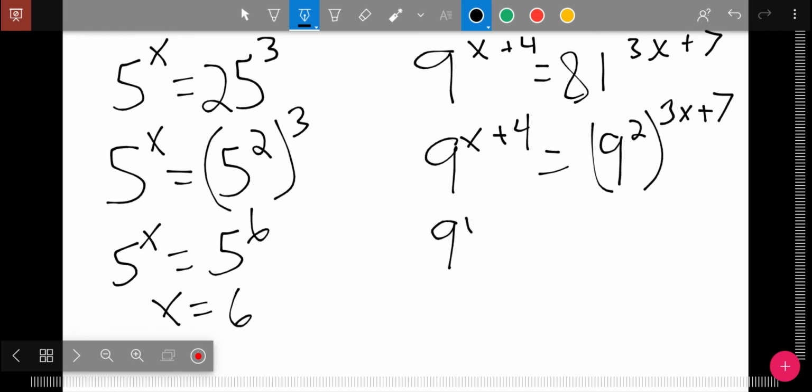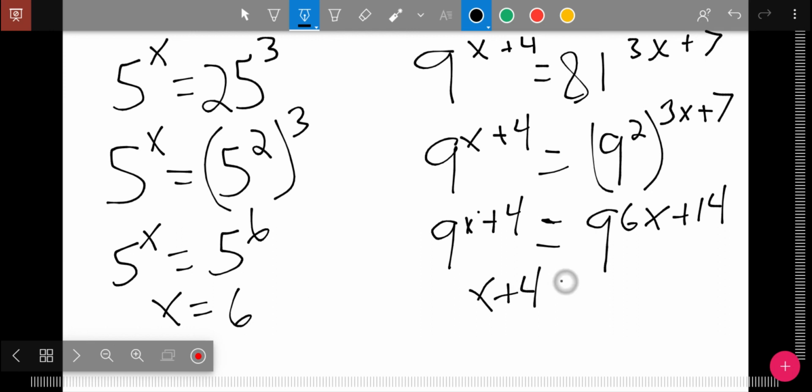Now I've got to work with that right side where I've got all that going on. I've got 2 on the inside and 3x plus 7 on the outside. So I've got to multiply, and when I multiply, I have to distribute. So it's 9 to the power of 6x plus 14. And so now the bases cancel out. So there's no 9s anymore.